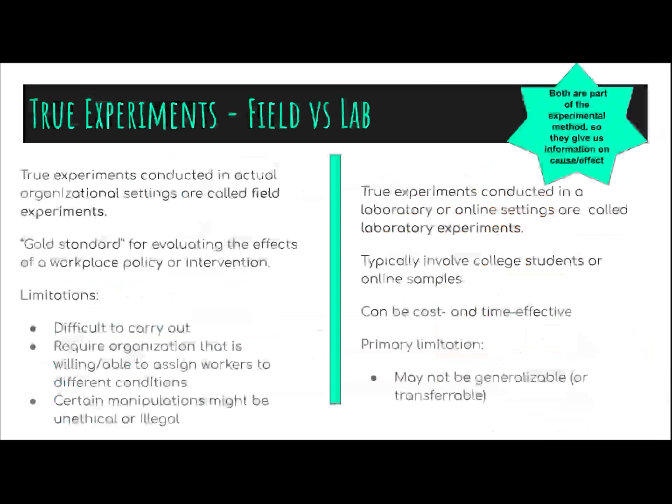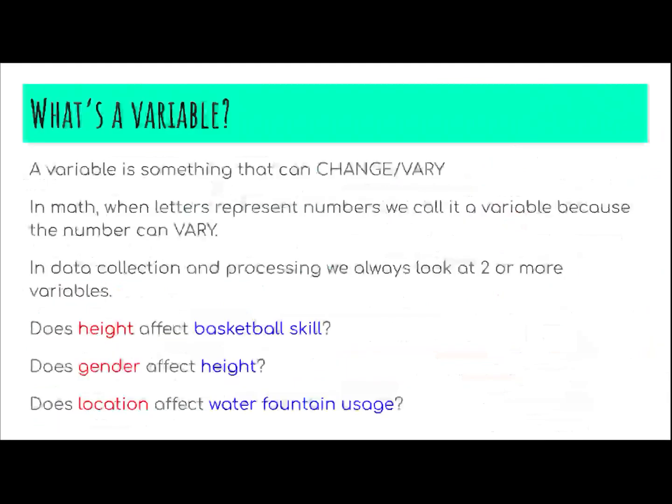Again, both of these are true experiments and have pros and cons. And since they're both true experiments, they can both be used to study cause and effect. When we're studying cause and effect, what we are looking at is variables. And in fact, we have an independent and a dependent variable. But first, let's talk about what a variable is.